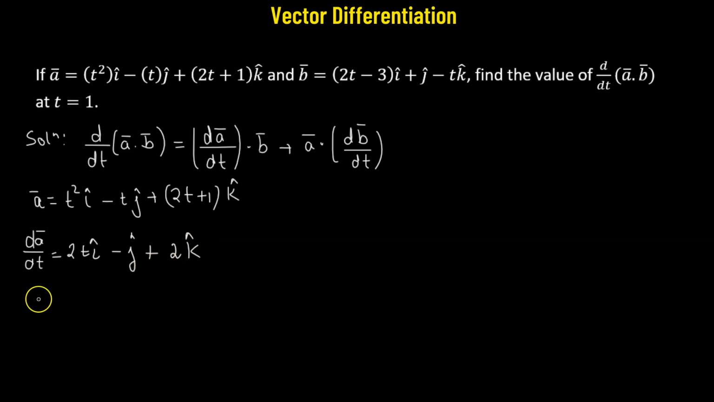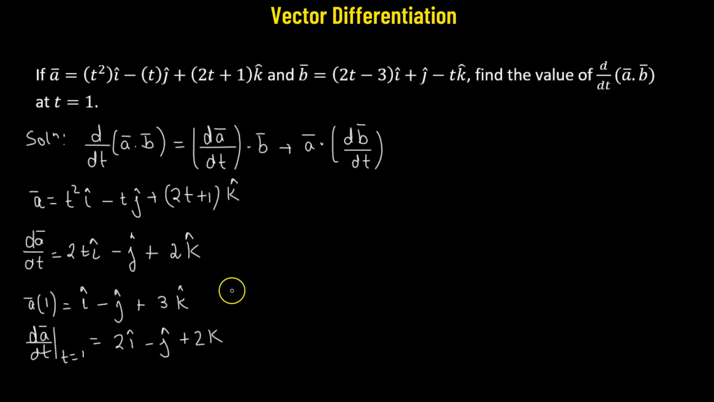Right. Now, the value of vector A calculated at t equals 1. So we have 1 squared i cap, that means we have i cap, minus 1 times j, so that's negative j cap, plus 2t plus 1, so we have 2 times 1 plus 1, so that will be 3k cap. And the derivative of vector A with respect to t calculated at t equals 1 is 2t i cap, so that means 2 i cap minus j cap plus 2k cap. Let's label this as equation number 1 and this as equation number 2. We'll come back to this in a moment.